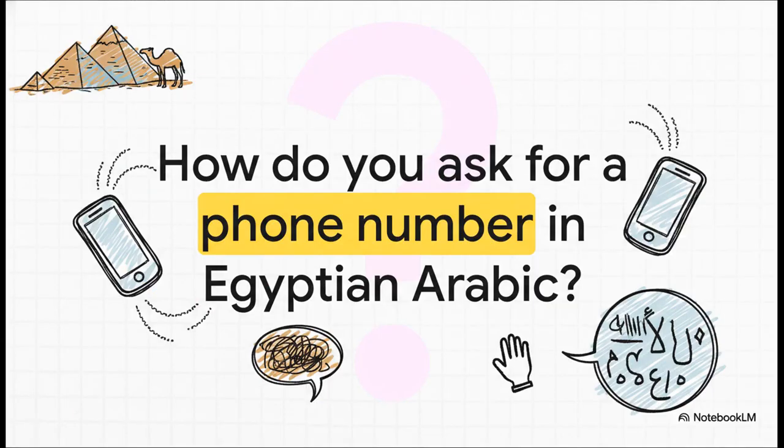So picture this: you're in Cairo, you've just met someone cool, and you're thinking, I'd love to stay in touch. But then it hits you. How do I actually ask for their number in a way that sounds natural? Don't worry, by the end of this, you'll know exactly how to do it.